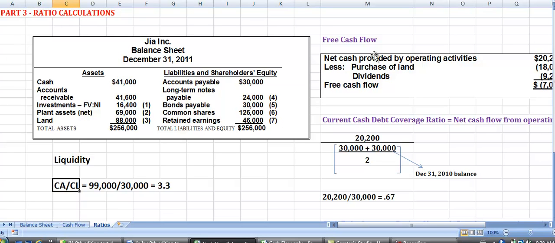I hope you found this little video on the ratios and the whole series on the GIA problem helpful to you. And at this point, we're done our study of GIA Inc.